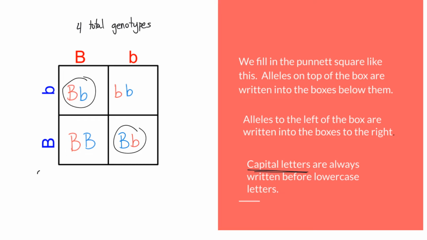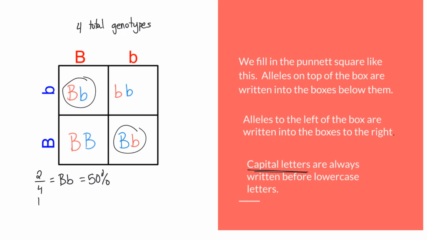So 2 out of the 4 are heterozygous, big B, little b, which equals, as a percentage, 50%. 2 out of 4 is 50%. So we could say any child that these rabbits have has a 50% chance of being heterozygous, which would mean they would have black fur. We know that from the previous slide. The dominant trait is black fur, so there's a 50% chance the rabbits would be heterozygous for black fur.